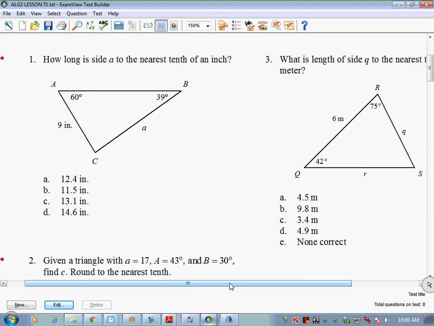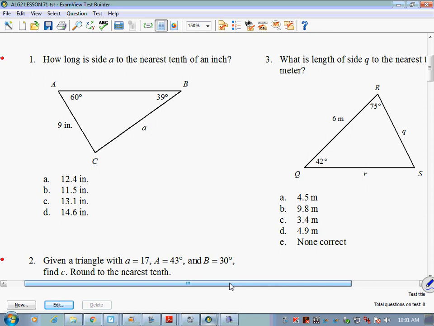All right, question number 1. How long is side A to the nearest tenth of an inch? We're not trying to find area here, correct? Are we trying to find area or are we trying to find distance? We're trying to find distance. Okay, so that means we're going to use the law of sines. And we need 3 things in order to find a length here. I either need 2 angles and a side or 2 sides and an angle. Okay? What do I have? Do I have 2 angles and a side or do I have 2 sides and an angle? 2 angles and a side.